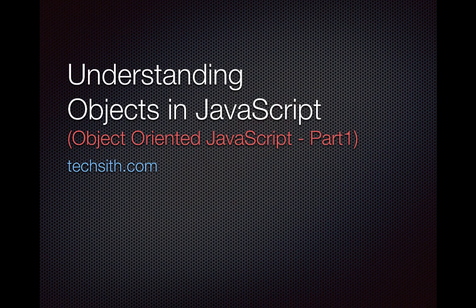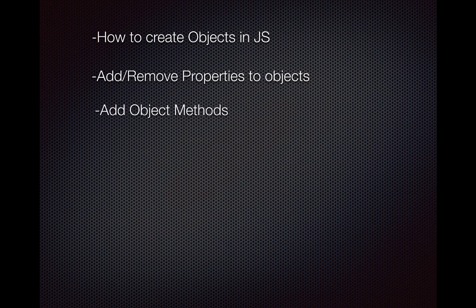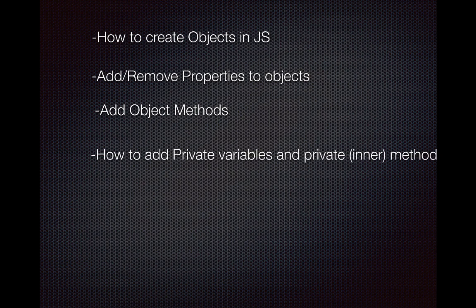Today we are going to understand objects in JavaScript. So the first step in understanding object-oriented JavaScript is how to create objects in JavaScript. And then we're going to proceed to adding and removing properties to those objects that we just created. Then we can add some methods to it.